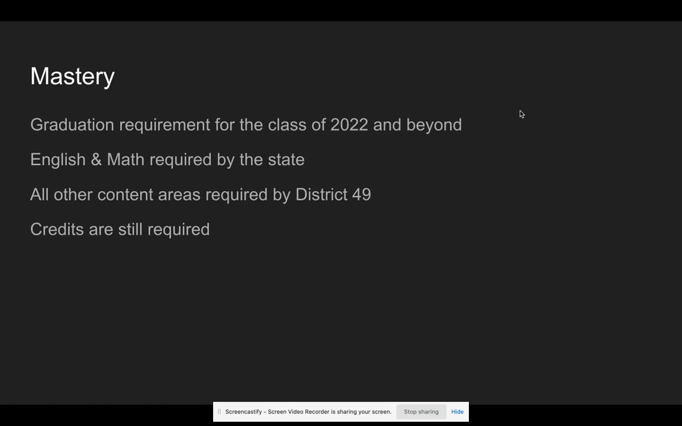Basically, mastery demonstration will be required for our class of 2022 and beyond, so our present juniors. And English and math are required by the state. Our district is requiring all other content areas to be shown for mastery as well, and credits are still required.